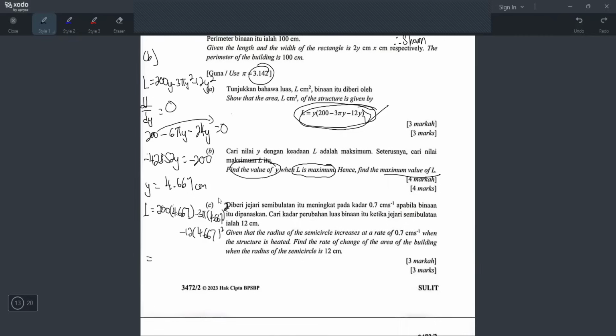So it has a square, and only then you minus 12 bracket 4.667 close bracket square. 200 4.667 close bracket minus 3 bracket 3.142 close bracket open bracket 4.667 close bracket square, and then minus 12 bracket 4.667 close bracket square again. Okay, I get it already.